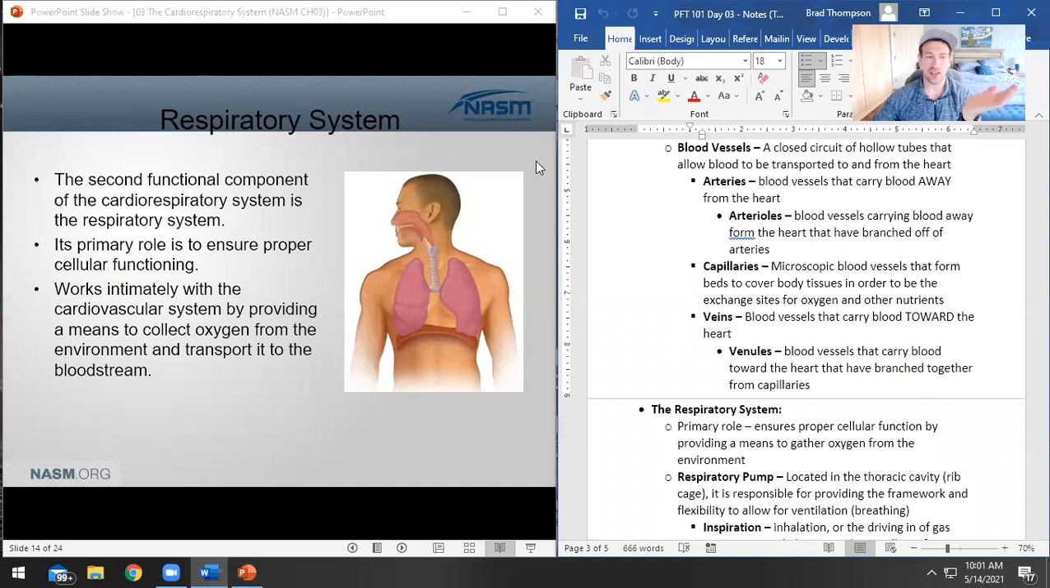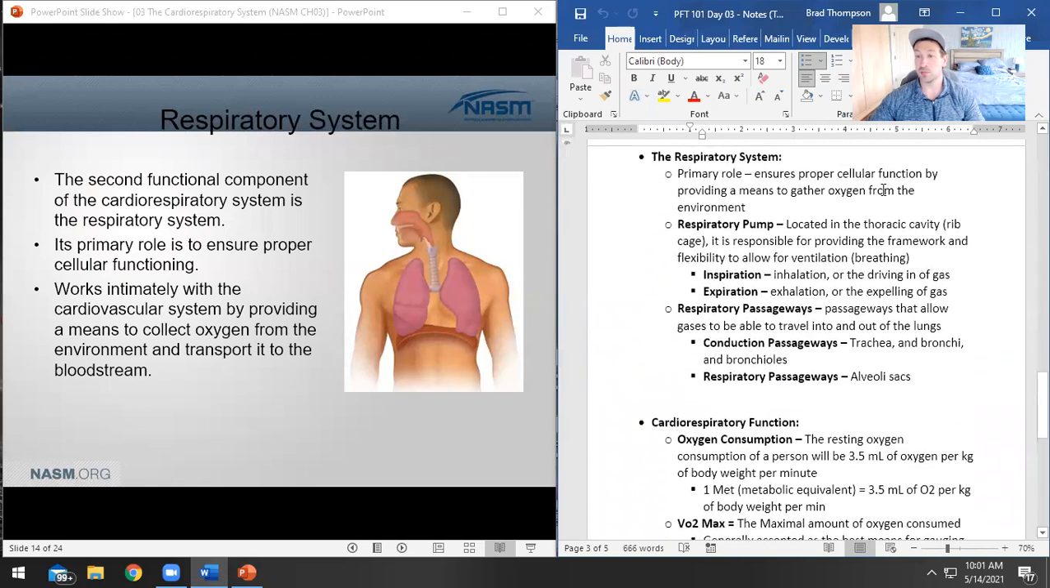So let's take a look here at the respiratory system. Your respiratory system's primary role, which is kind of funny, is we always say it's to ensure proper cellular functioning, which seems kind of weird because you're like, cellular functioning? I thought it was in charge of just getting oxygen in the body, right? Well, that's what cellular functioning is. Your cells cannot function without oxygen. Most of the things that will kill us are due to lack of oxygen delivery.